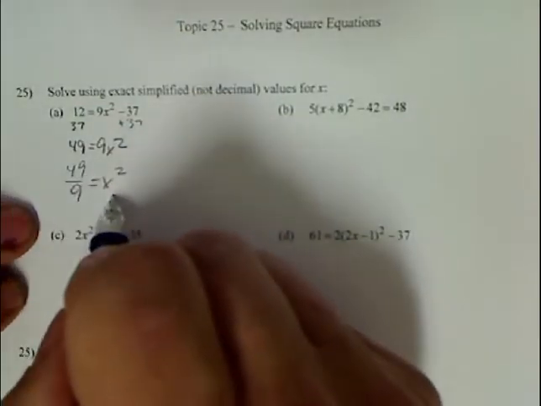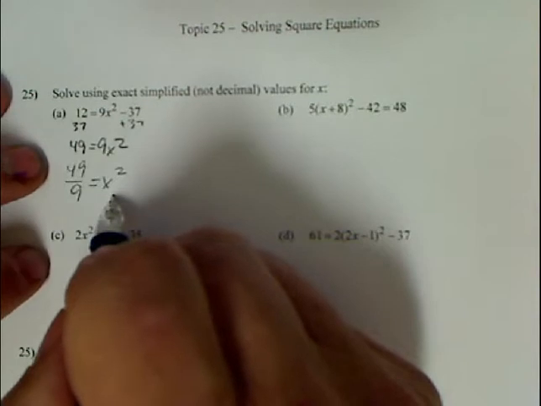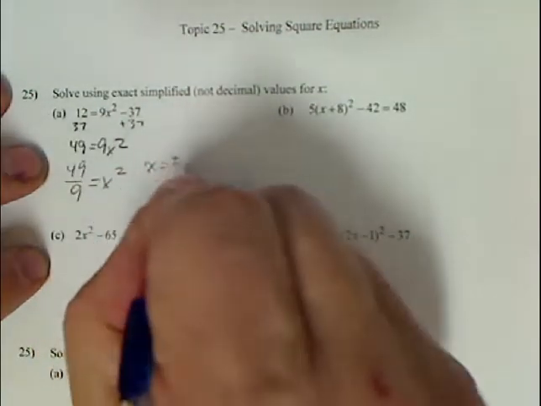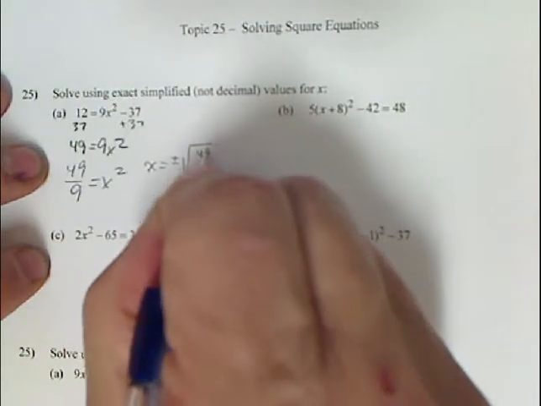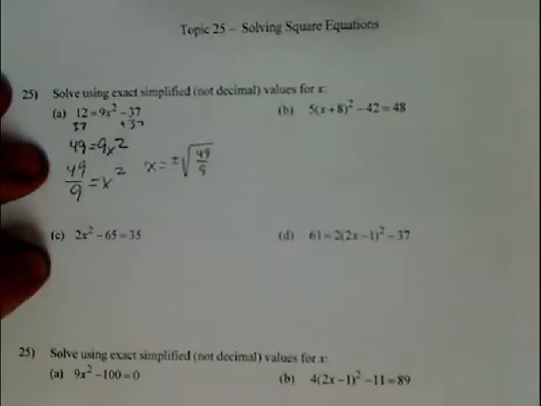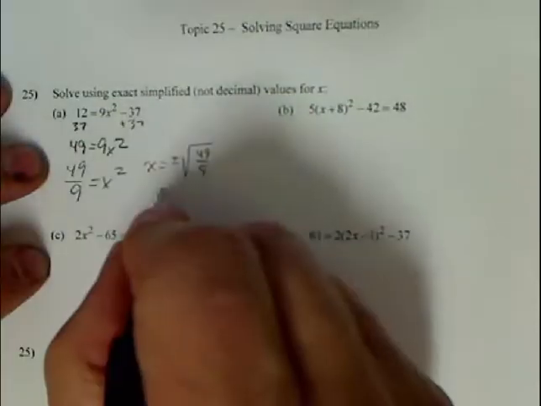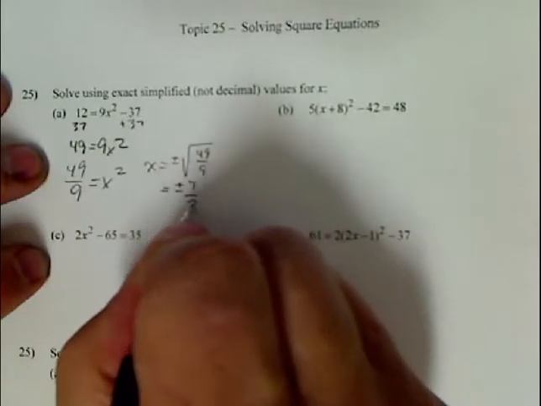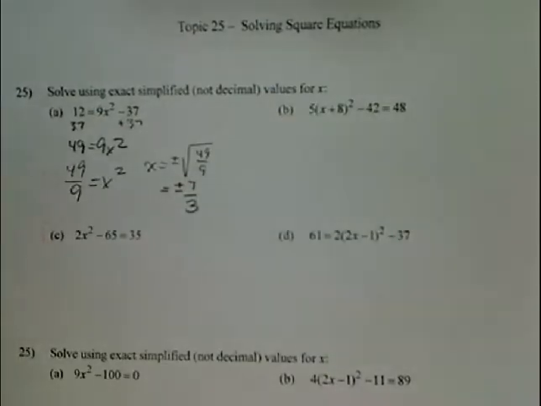Now I'm going to take the square root. When you take the square root, you got to do plus or minus. So x equals plus or minus the square root of 49 over 9. Now square root of 49 is 7, and square root of 9 is 3. So it's plus or minus 7/3.